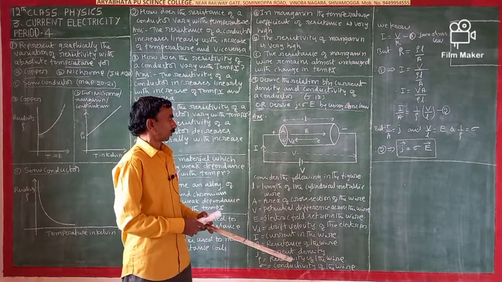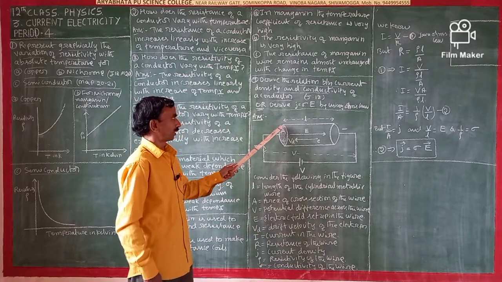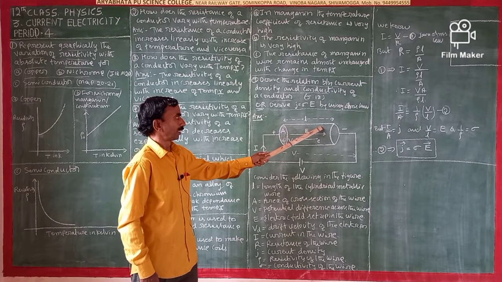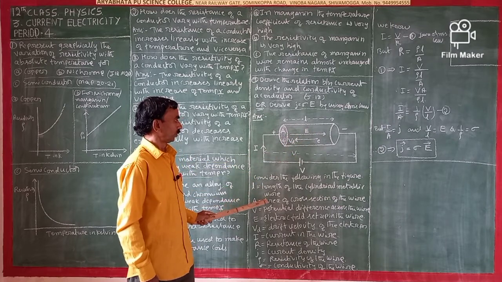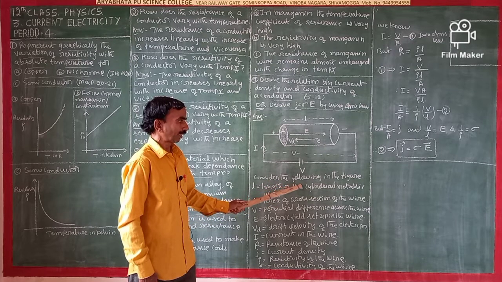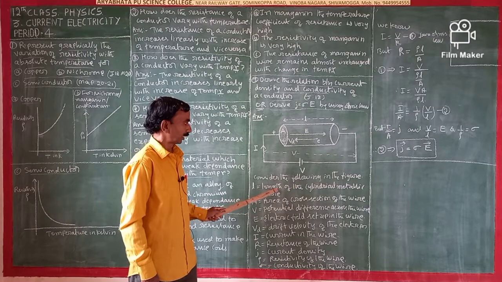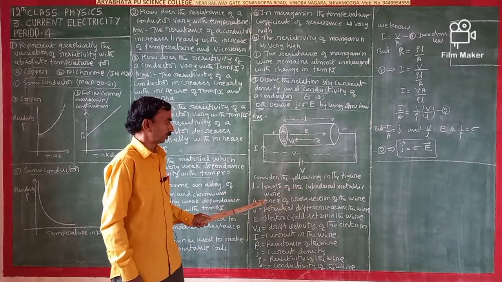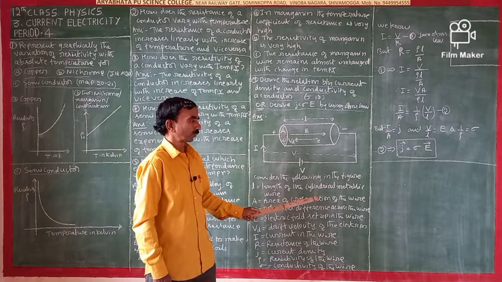So L is equal to the length of the conducting wire, the length of the cylindrical metallic wire. A is equal to the area of cross section of the wire.